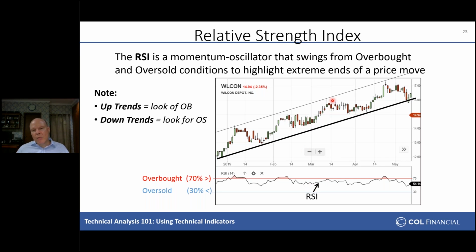Again, it moves up, hits the upper boundary of the range, and starts to pull back. Only this time it did not hit the overbought condition, and I'll explain to you why in this case it did not. The reason for that is because it took a lengthy consolidation time here and allowed the stock to rewind.